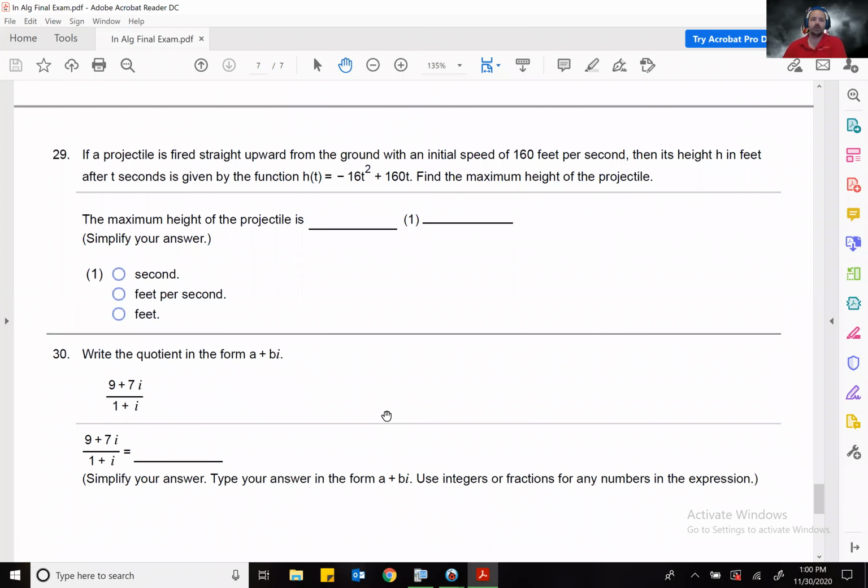Yep, word problem. So here it says, if a projectile is fired straight up from the ground with an initial speed of 160 feet per second, then its height h in feet after t seconds is given by the function h of t equals negative 16 t squared plus 160 t. Find the maximum height of the projectile. All right, right here, this is the key word. When you see the word maximum, what does that mean you're after?